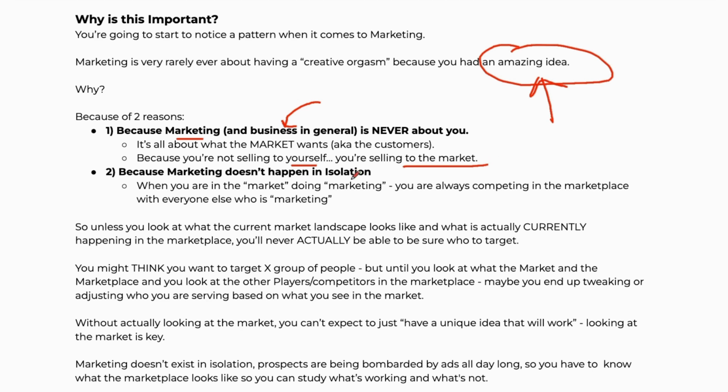The second reason is that marketing doesn't happen in isolation. When you are in the market doing marketing, you are always competing against everybody else that is doing marketing. Unless you actually look at the current market landscape, at what is currently happening in the marketplace, you'll never be able to see who you could be targeting. You'll never know who the groups of people in the market are.